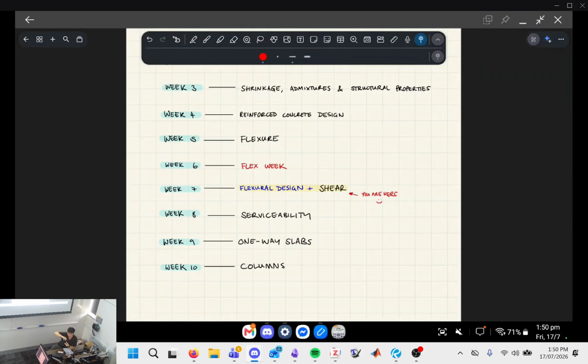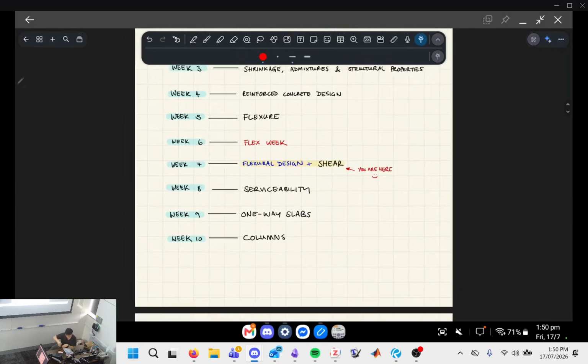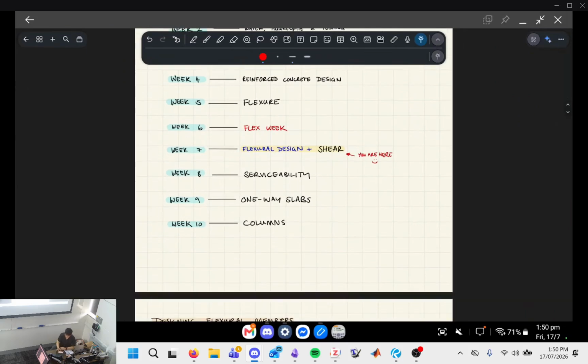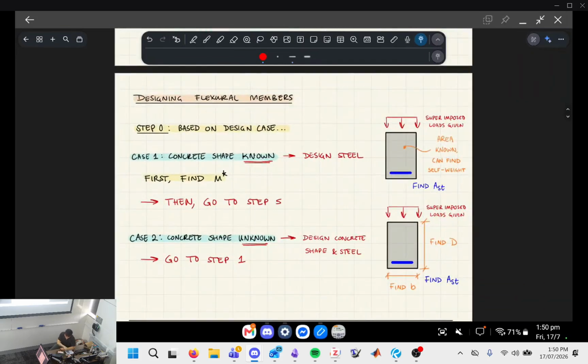But the further you get into your degree, the more you realize that a lot of engineering design is about iterations and how to guess and then improve your design. So that's essentially what flexural design is about. And then we'll also be talking about shear a little bit this week, and the shear design, same concept, next week, okay? So let's talk about designing flexural members first.